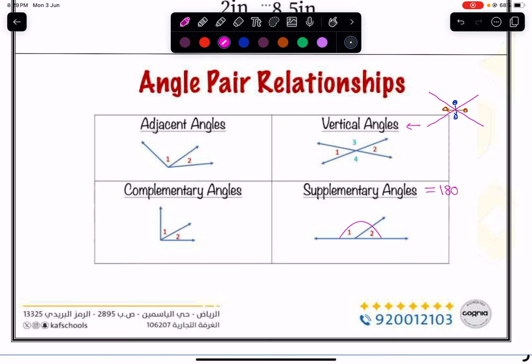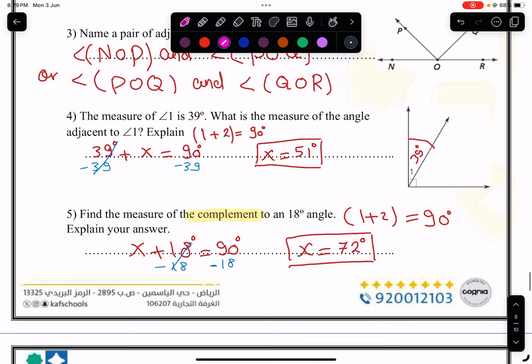Now, the third one is the complementary angle. Complementary angle is like when you have two perpendicular lines and a small square. You know this small square equals what? It equals 90. So a complementary angle equals 90. A supplementary angle equals 180. So the total of this angle and this angle equals what? 90. Let us take a question.